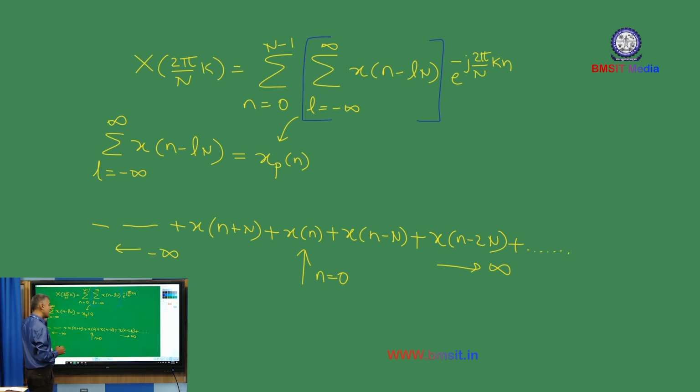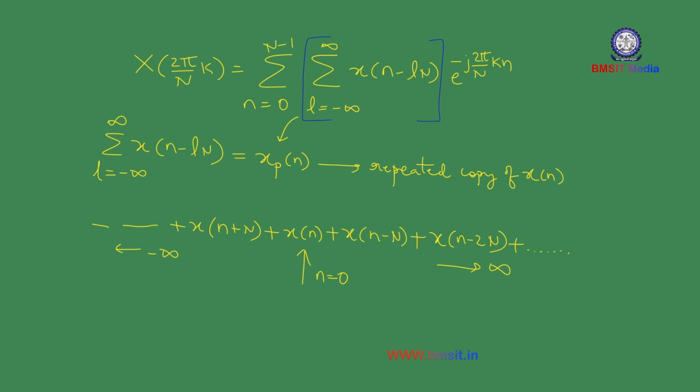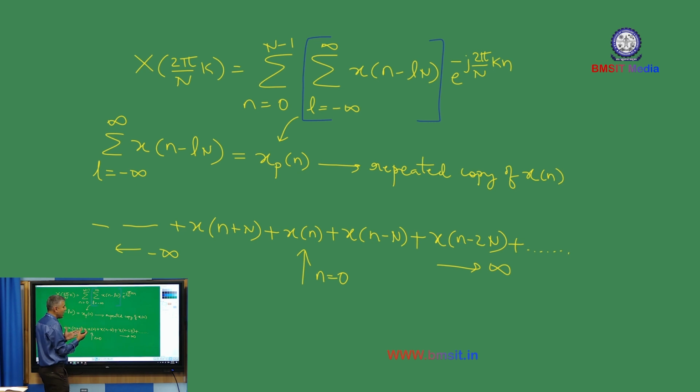So very interestingly, it can be observed that xp of n is nothing but a repeated copy of x of n. It is continuously a shifted and copied version of x of n.